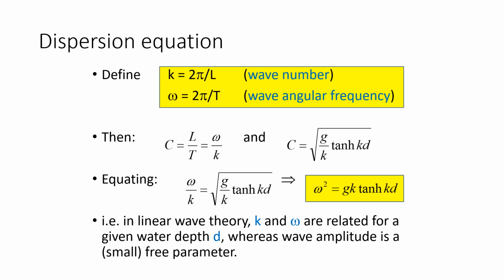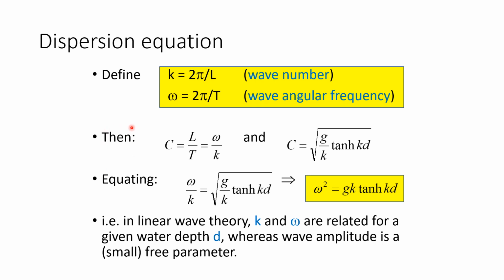Here we're going to look at the dispersion equation. We begin by defining the wave number k as 2 pi over L and the wave angular frequency omega as 2 pi over T. Now the wave celerity C is defined as the wavelength L over the wave period T. This is something that most of us may be familiar with.